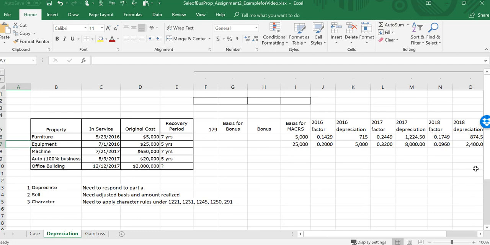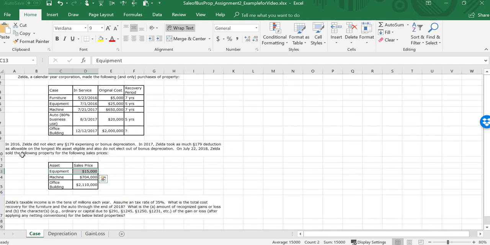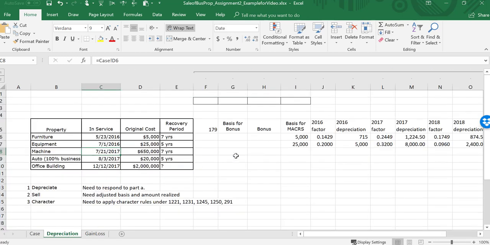Okay, now we got to turn our attention to 2017. Let's go back and take a look at the case because 2017 might get a little more important. So in 2017, Zelda took as much 179 as allowable on the longest lived asset eligible and did not elect out of bonus depreciation. So the implication is that they are electing to use bonus depreciation. Okay, and then of course we have the sale of the machine and the office building before we're done, but we'll deal with that when we get to 2018.